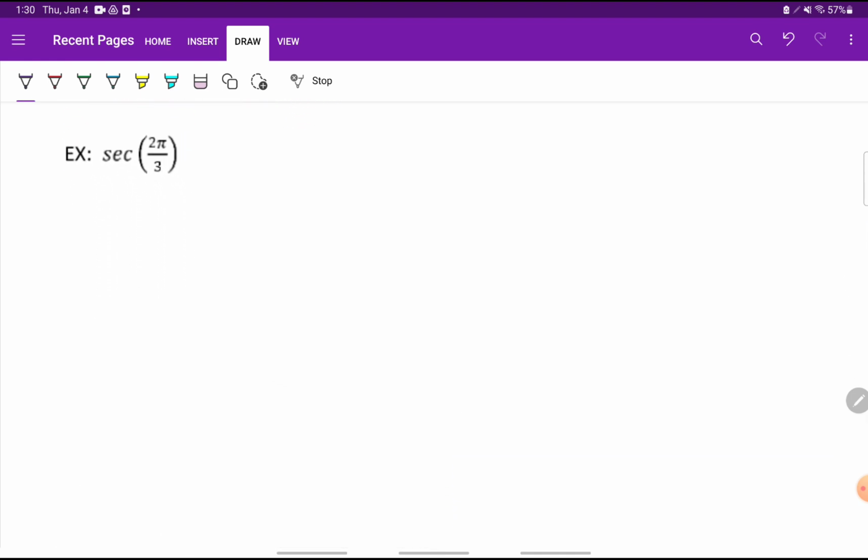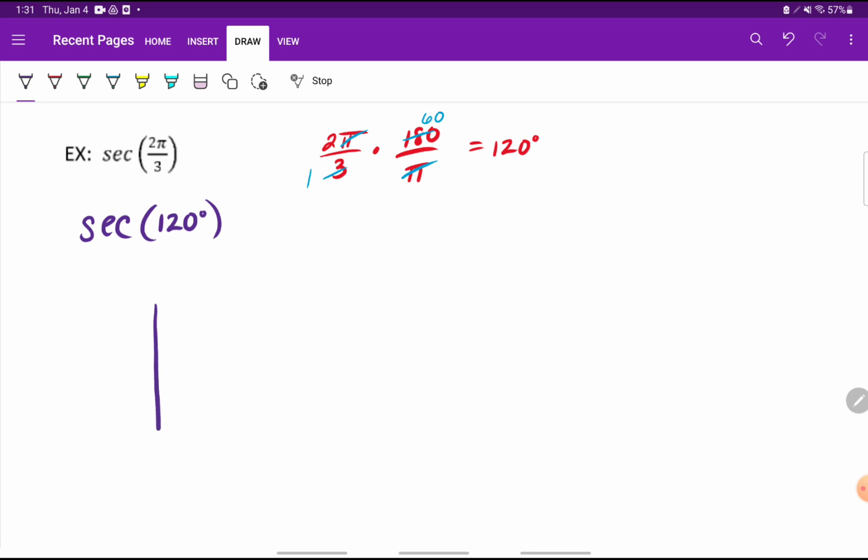Next, we want to find secant of 2 pi over 3. I'm going to start by figuring out what this degree measure is. We'll take 2 pi over 3 and multiply it by 180 over pi. So we're getting 120 degrees. So we're looking for secant of 120. That'll push us into quadrant 2. We're going to be 30 degrees past 90. And I'll drop my perpendicular.